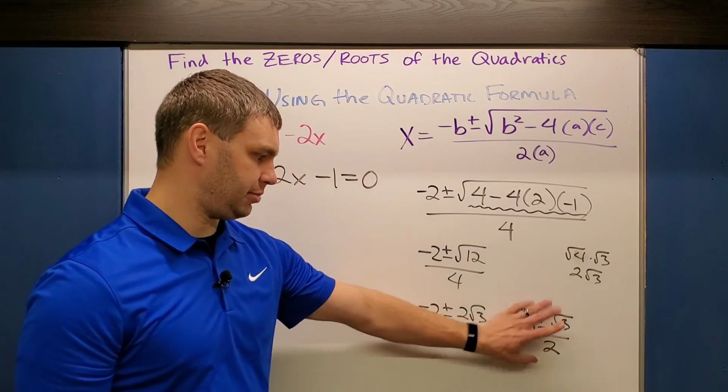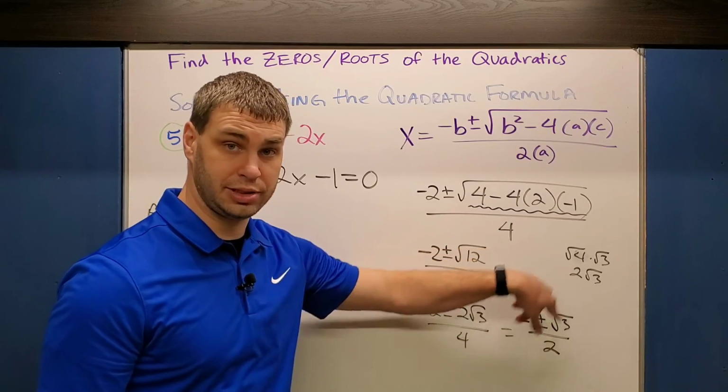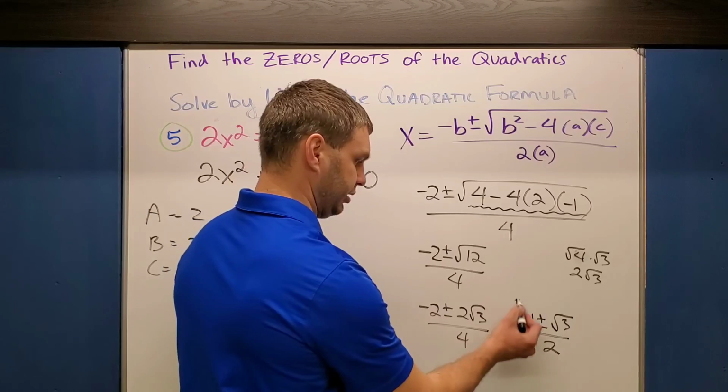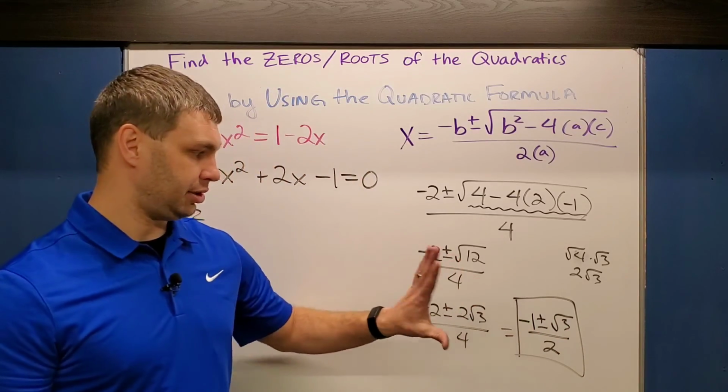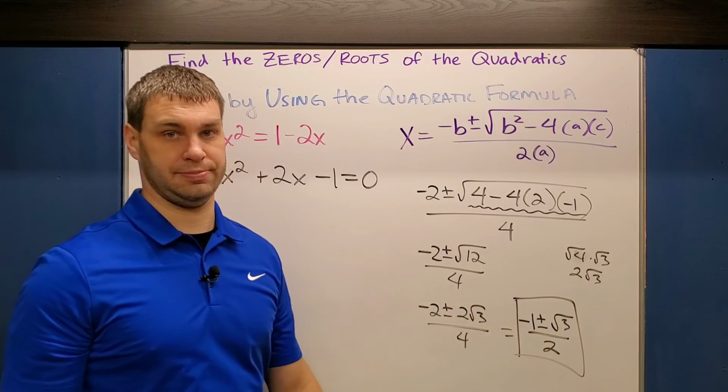Okay, and again, your teacher might want you to leave it like this, or they might want you to split that up. So it's negative 1 plus square root of 3 over 2, and negative 1 minus square root of 3 over 2. I let my students leave it just like that. And so x, remember this is x equals both of those numbers.